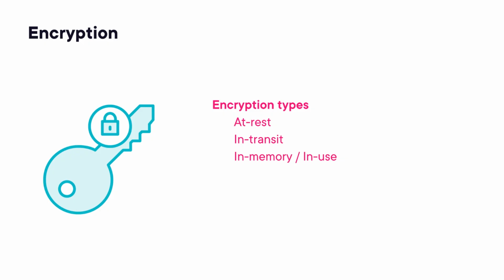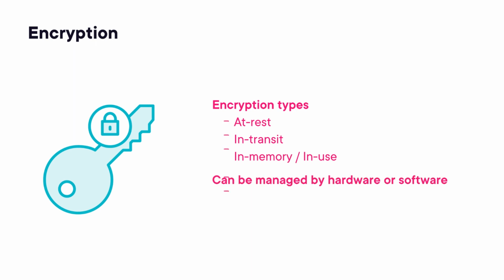And then also encryption in the memory, or encryption in use. This is the data that's in memory and actually being used by an application, sitting in your RAM, or random access memory. So these are the three different types of encryption that we should be aware of and consider when we are designing our systems and making sure we are securing our infrastructure.